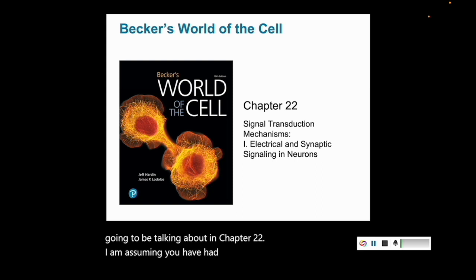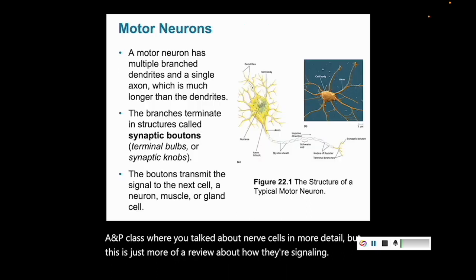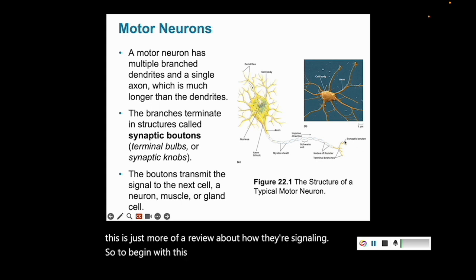I'm assuming you have had either a general biology class or an A&P class. We talk about nerve cells in more detail in those classes. This is just more of a review, really, about how they're signaling.